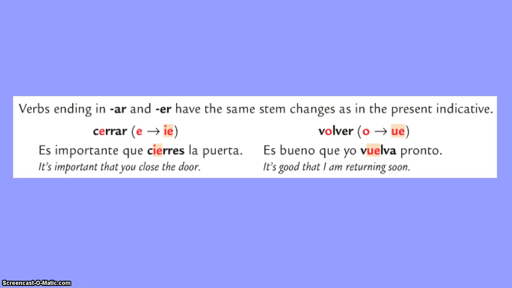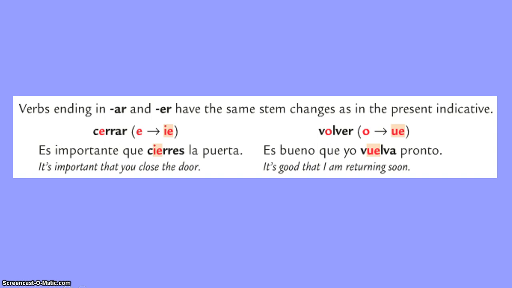Now we're just going to talk about some other irregularities that we want to keep in mind when conjugating in the subjunctive mood. First of all, verbs ending in AR and ER that have stem changes in the present are going to continue to have their stem change in the subjunctive mood. For example, the verb cerrar is an E to IE stem changer. It's still going to have that E to IE stem change in the subjunctive. Es importante que cierres la puerta.